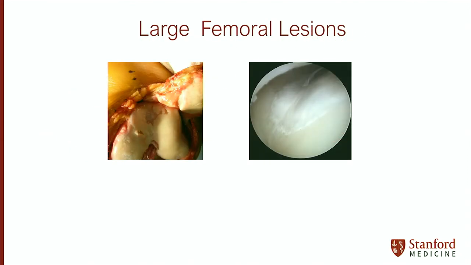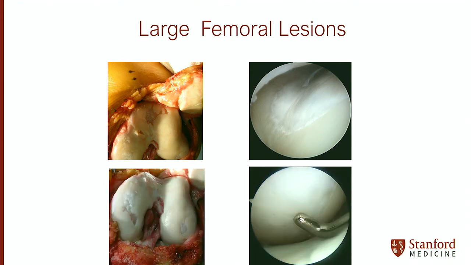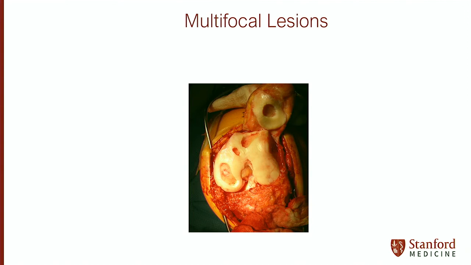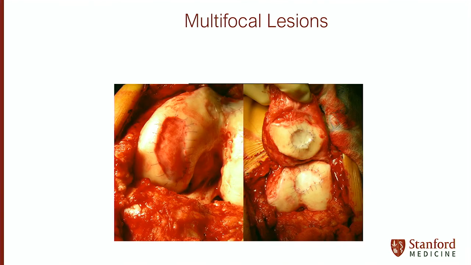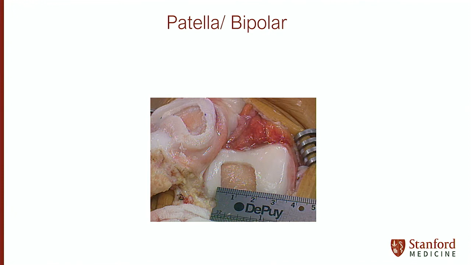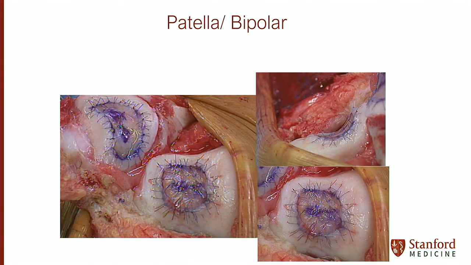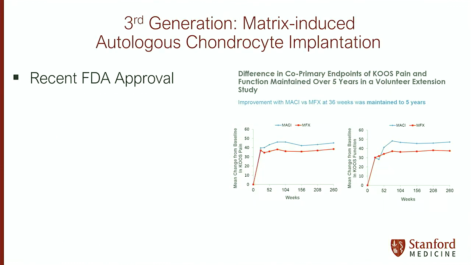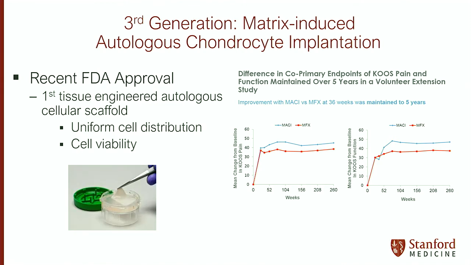This has been a workhorse for many doctors for large femoral lesions of the trochlea and the condyles. This has also been a workhorse for multifocal lesions like you see here. Patellofemoral used to be off-label with the FDA, but now we can use it for unipolar and bipolar defects. And as I told you earlier, we had recent FDA approval for Macy, thanks to Dan Saris and the SUMMIT trial that came out of Europe, showing superiority versus microfracture at 2 years, but now extended out to 5 years. So this is really our first tissue-engineered cellular scaffold.